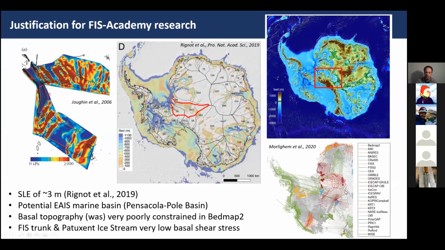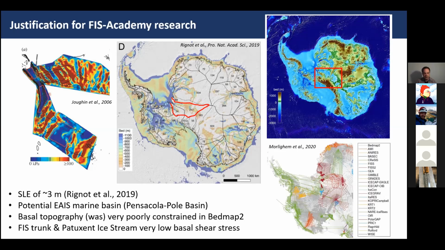But as you can see from this figure here in the bottom right from Matthew Mulhern's paper, we have much better characterization. The colored lines are new data acquired since BedMap2. As you can see, it's still sparse in places, and it's oriented in ways which are not necessarily conducive for glaciological application.